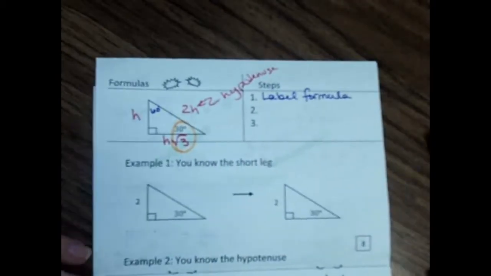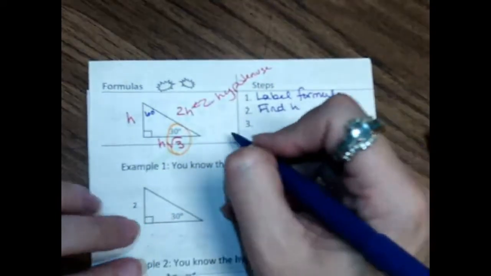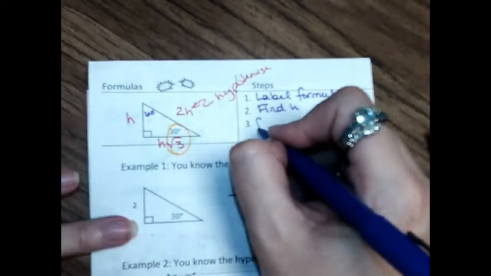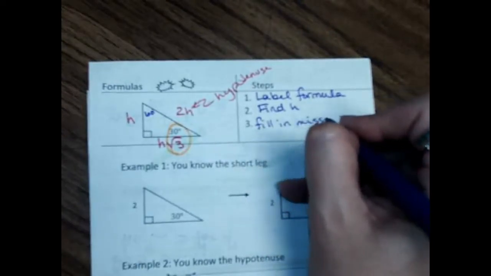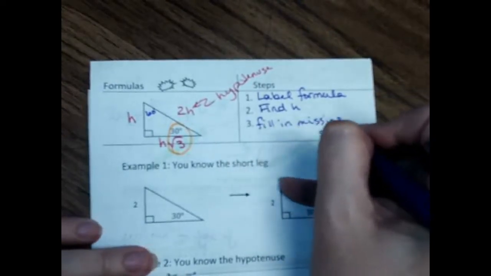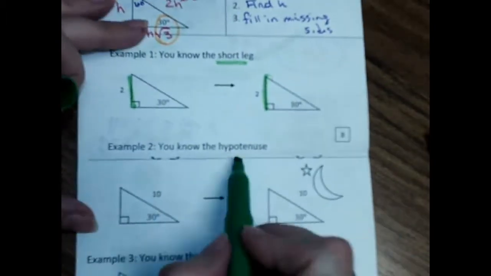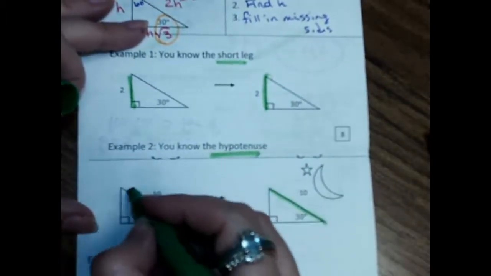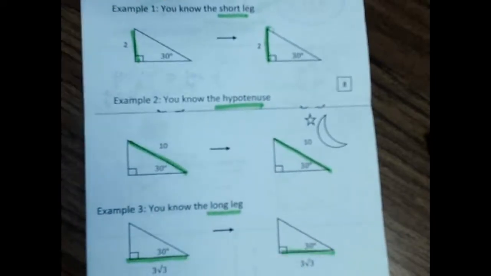So, step 2, find h. And finally, number 3, fill in the missing sides, just like before. So, we've got 3 kinds of problems we could have here. I could give you the short leg. I can give you the hypotenuse. Or I can give you the long leg. We're going to do an example of each one.